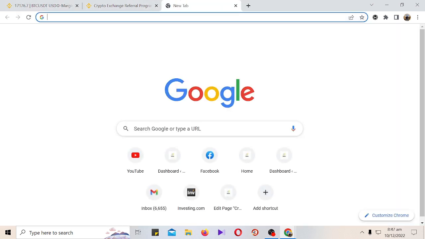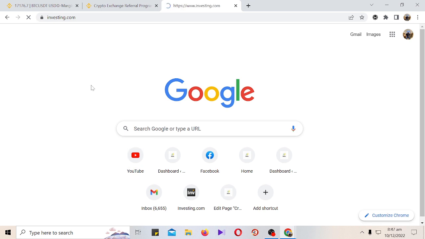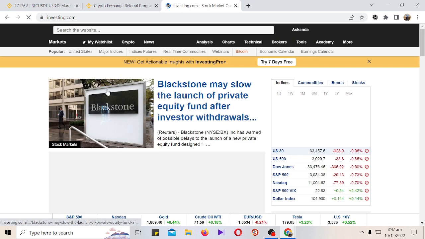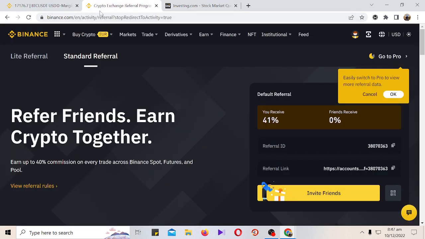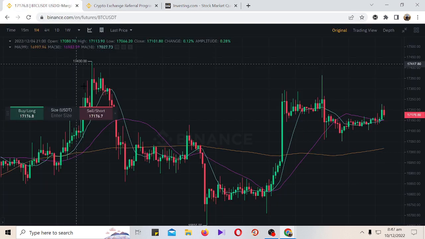And before you even buy any cryptocurrency, go to investing.com. I use investing.com for my fundamental analysis. Fundamental analysis simply means using the news to predict the outcome of a crypto or a forex trading pair. And in our case, we are trading futures. We are not trading forex.